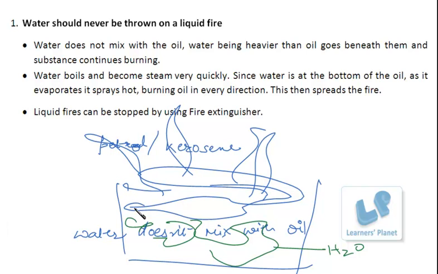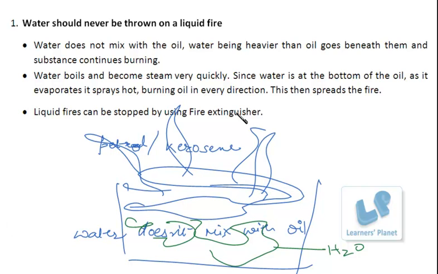Right? In this way, what will happen? The temperature of water will also rise. Water will vaporize and become steam quickly. Now, since water is at the bottom of the oil, as it evaporates, it sprays hot burning oil in all directions, or in every direction. This then spreads the fire. Got my point?